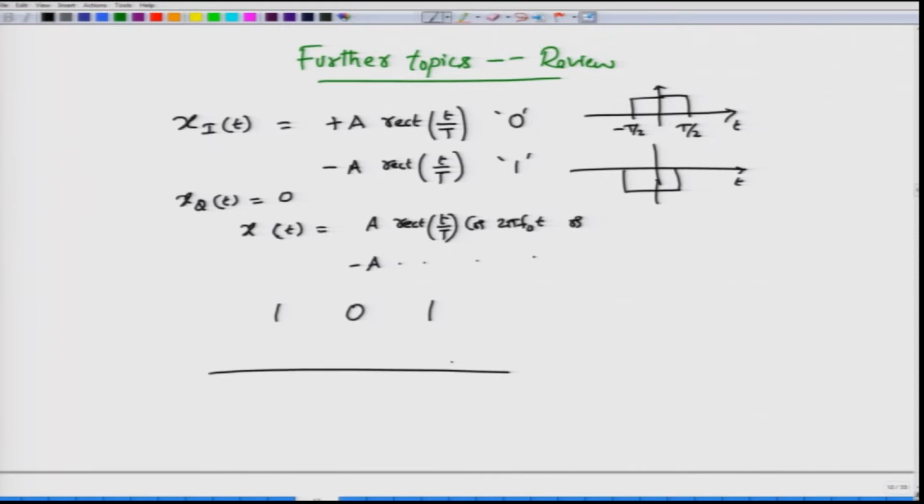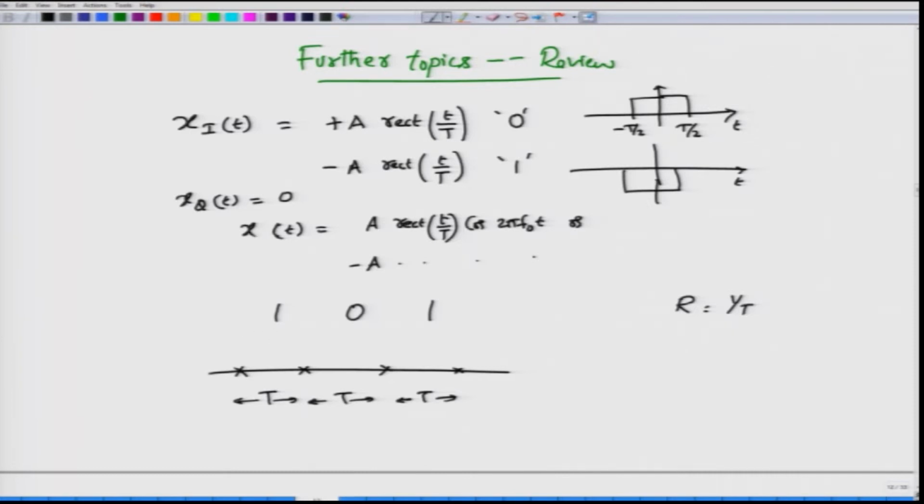What I have to do is first split up the transmission into 3 slots. Each slot is of a duration t seconds. Depending on the rate at which we are transmitting, this t will be determined. So, the rate at which you are transmitting will be 1 by t, and symbols per second is what we would call this rate. And what is the idea here?